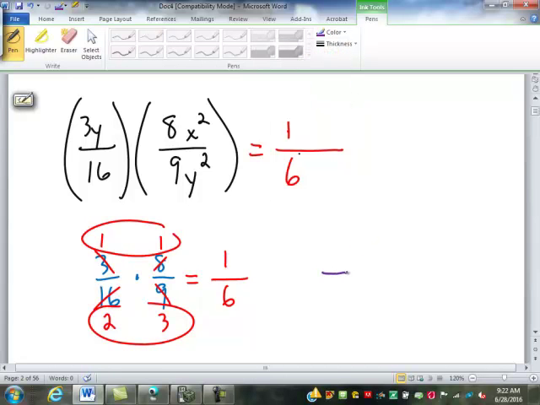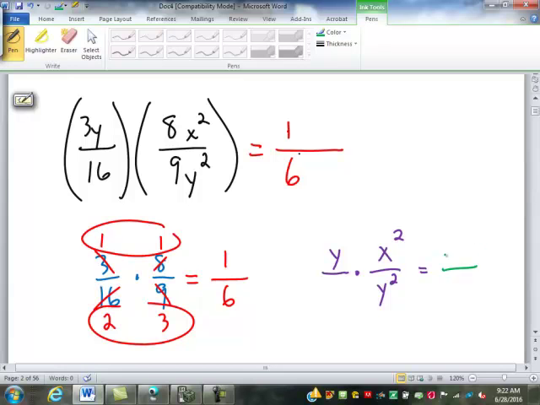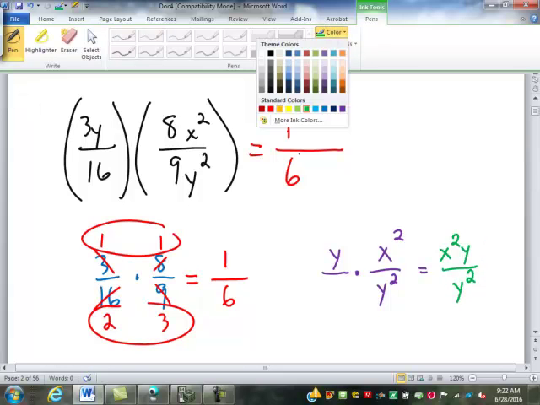My variables, okay? What's going to go in this first fraction? y over nothing. Second fraction: x squared over y squared. Good. When I combine those, what do I get? On top, it'll just be x squared y, just putting them in alphabetical order. There's nothing with the same variable, so nothing to combine. On bottom, of course, it's just y squared.